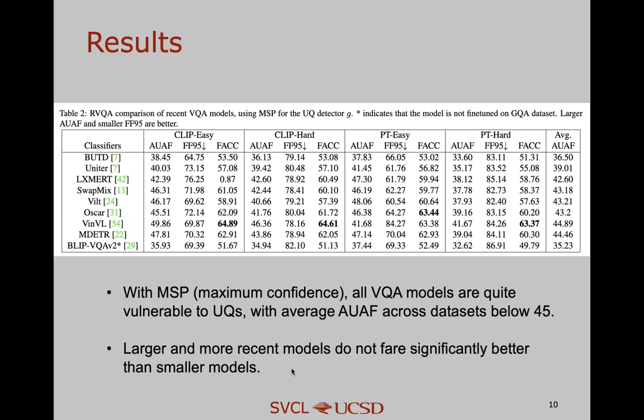In this table, we compare recent VQA models using a popular OOD method that rejects questions by thresholding the highest prediction probability, referred to as MSP. The results show that all VQA models are quite vulnerable to UQs. Furthermore, larger and more recent models such as WinVL, MDETR, and BLIP do not fare significantly better than smaller models.